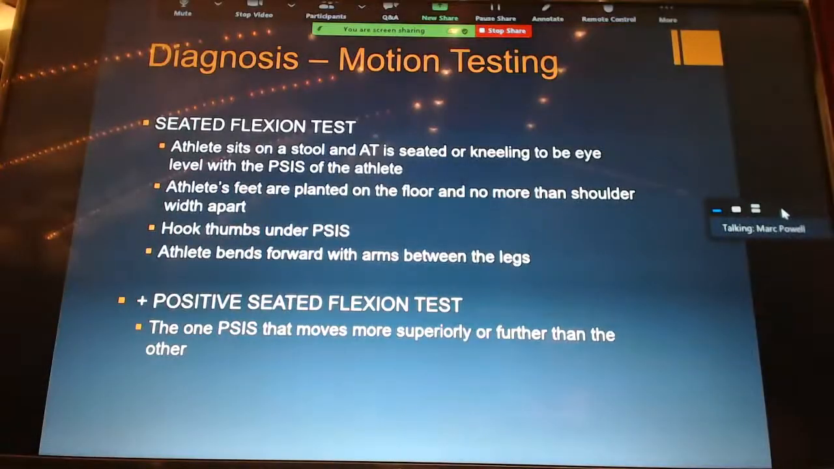Now we go to the seated flexion test. With the seated flexion test, you really want to make sure that you have a stool. I have used chairs, things like that, but the stool works the best. Remind them that it's on wheels, because when people go forward, the stool goes towards you, and everybody falls. Just remind them. You want to make sure that the athlete sits on your stool.